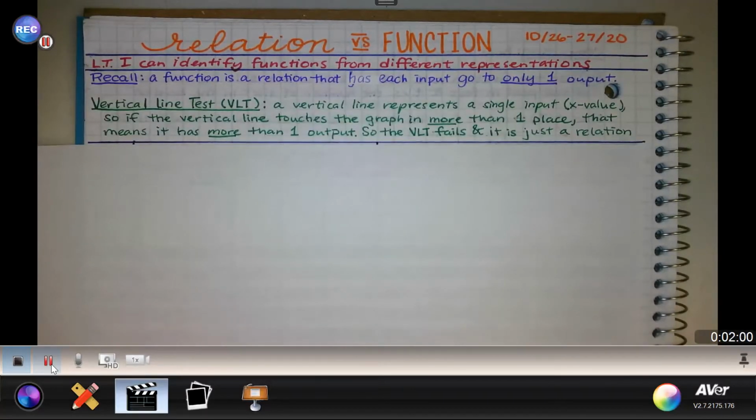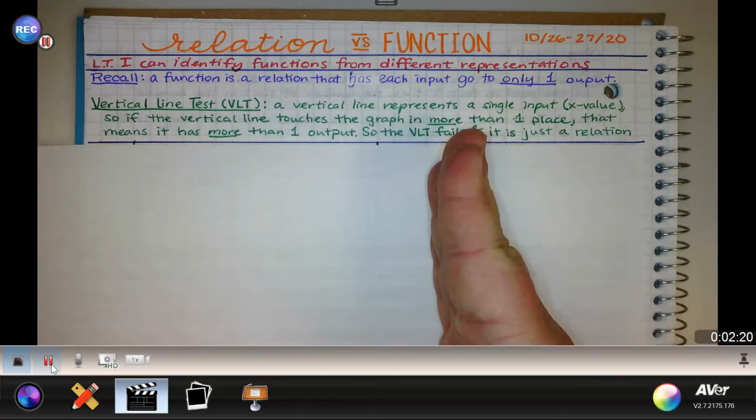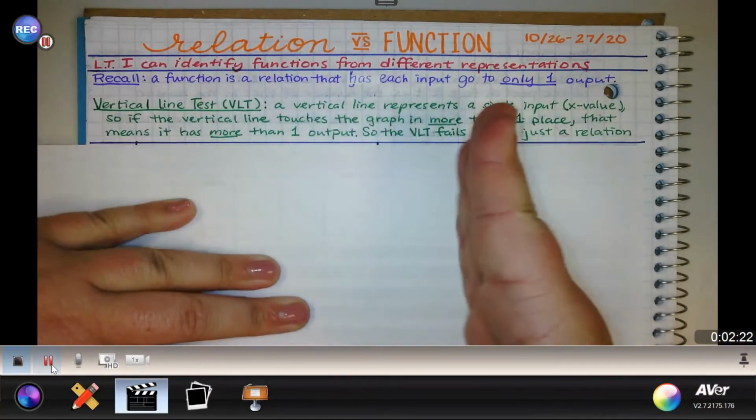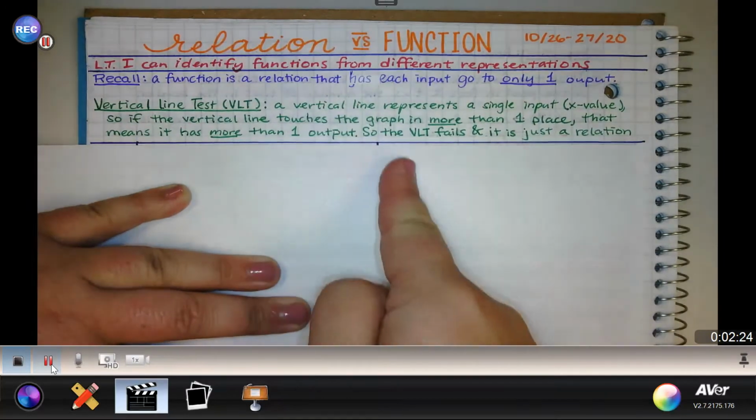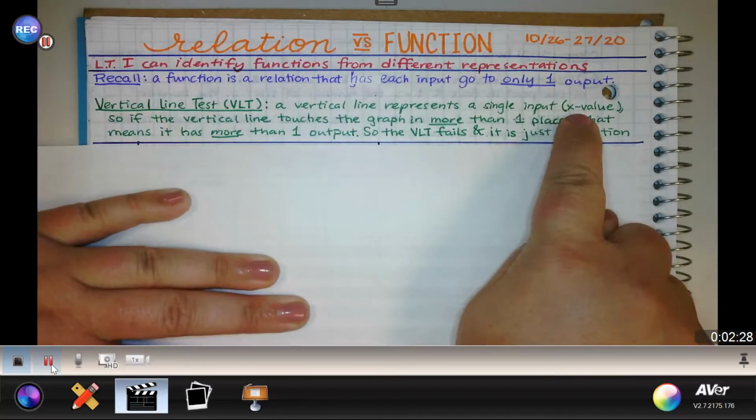Okay, and then a little extra thing today that you will need for identifying functions is a vertical line test, or VLT, because you know I like to abbreviate. So, a vertical line test. Firstly, we need to identify that on a graph, a vertical line represents a single input. If you think about it, it's because it passes through the x-axis in one place. So it's an x value, okay?